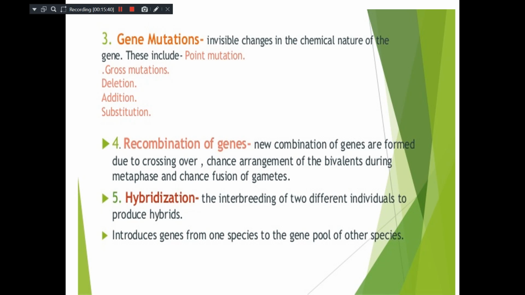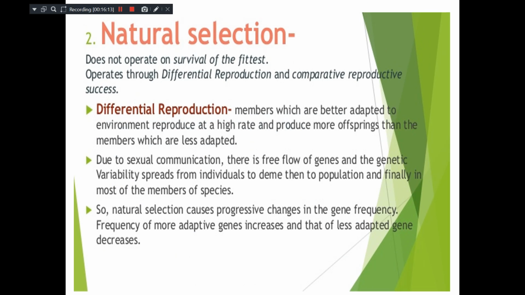Even hybridization, interbreeding of two different individuals belonging to different groups, produces hybrids. Here, genes from one species are added to the gene pool of the other species. As a result, the combination of genes in the gene pool changes. This can bring variations or variability.